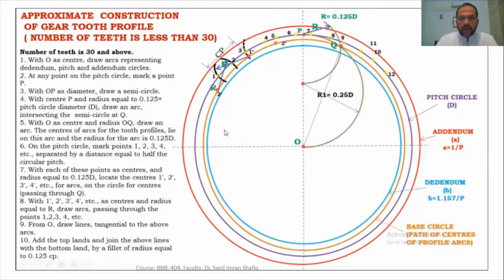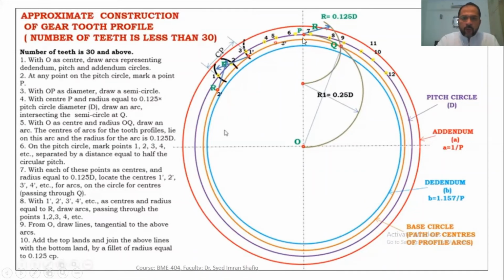Now we have to mark points 1 dash, 2 dash, 3 dash, 4 dash, and the distance between them is the distance PQ, this distance. So we will put the steel tip of our compass here and mark 1 dash with the distance PQ. And similarly, with 2 as center, we'll mark 2 dash, and with 3 as center, we'll mark 3 dash.